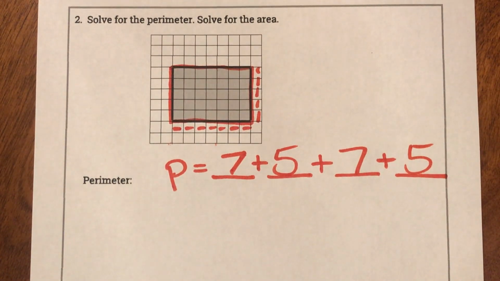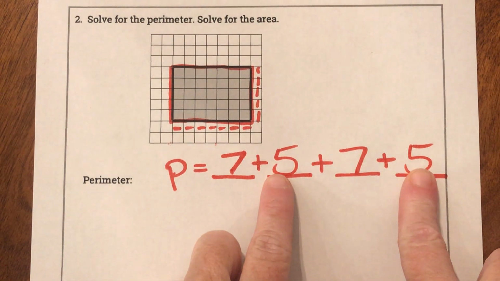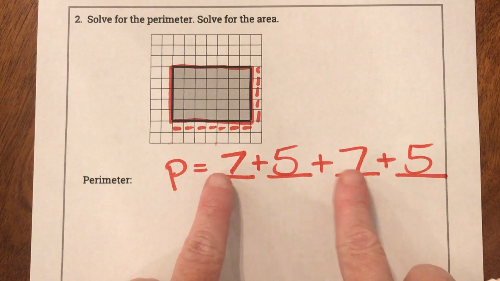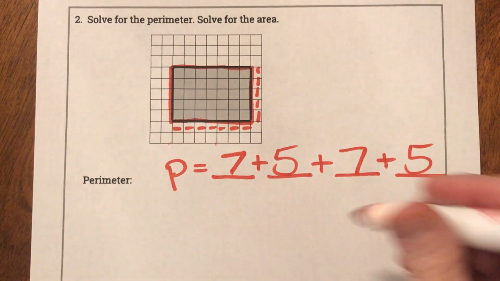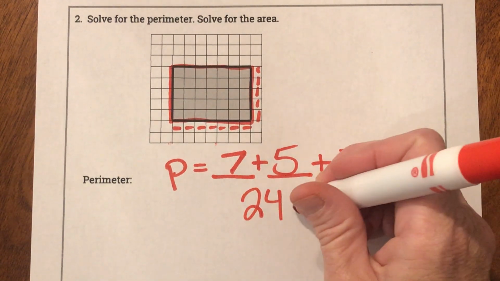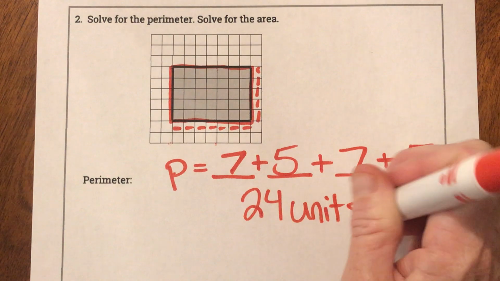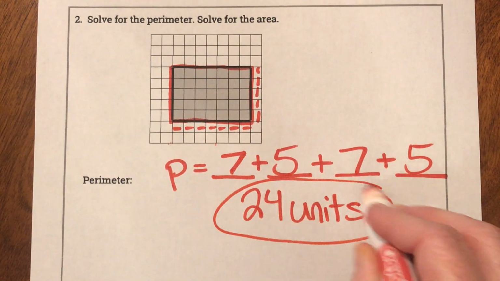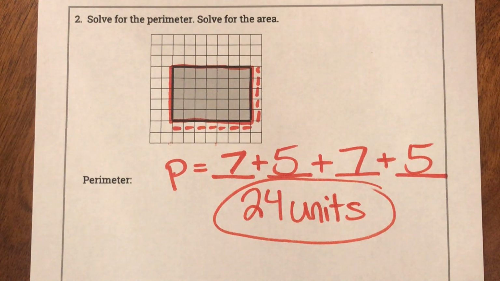So I can choose how I'm going to add them. For this one I might say my 2 5s is 10 and my 2 7s is 14. So 10 plus 14 is 24, but you could have chosen a different way to add them. My measurements are units, and perimeter is not squared. So my answer is just 24 units.